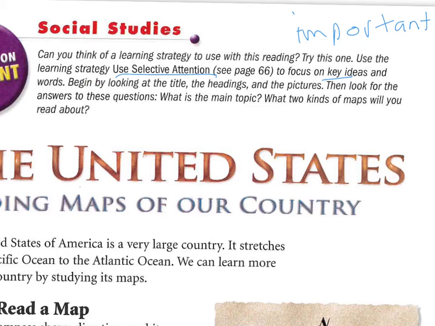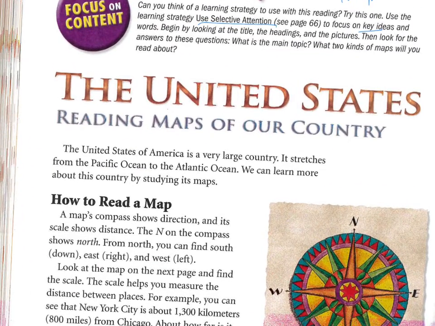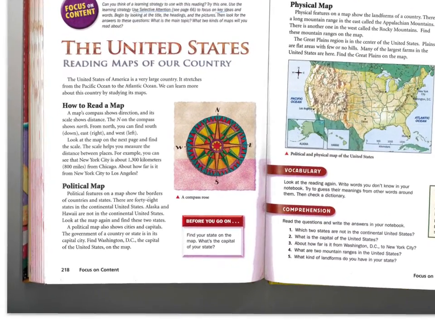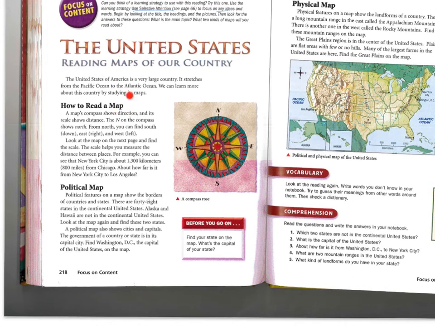Begin by looking at the title. The United States, reading maps of our country. That's the title. What about headings? How to read a map. Political map. Physical map. And now look at the pictures. A compass rose, north, south, west, east. Oh, this is a map, political and physical map of the United States.